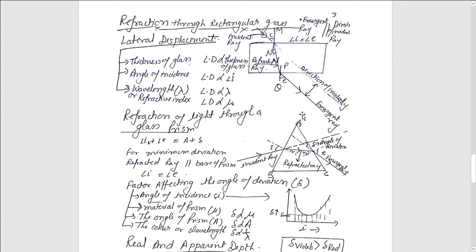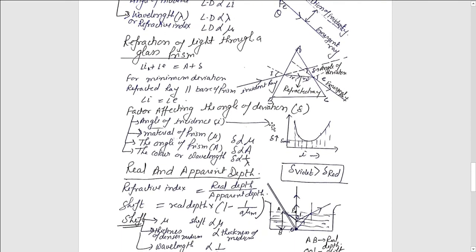Another question is asked: what is the relation between angle i and e? e is the angle of emergence. So the angle of incidence is equal to the angle of emergence. Which two rays are parallel to each other? The emergent ray and the original path of the incident ray. Followed?